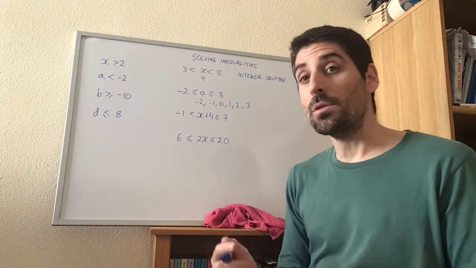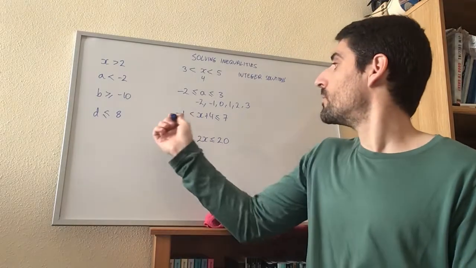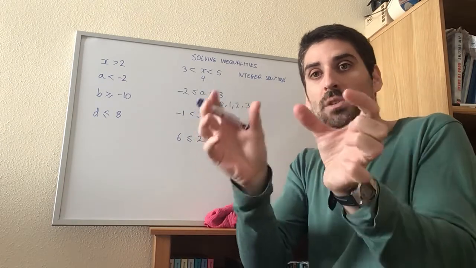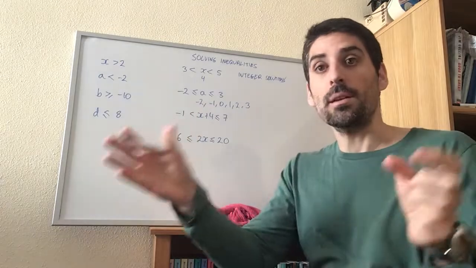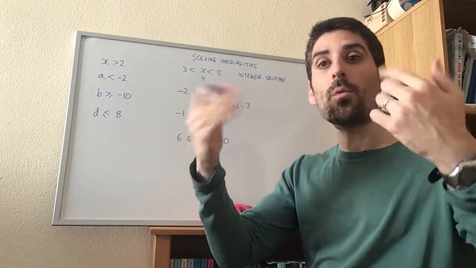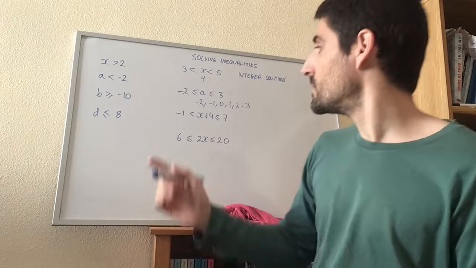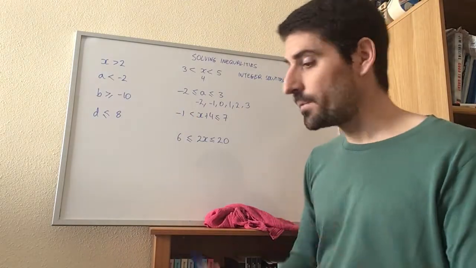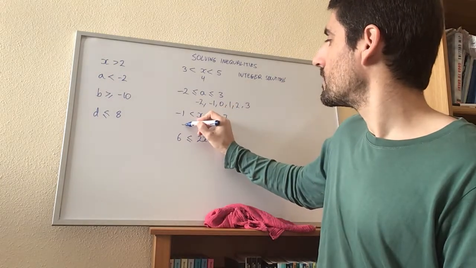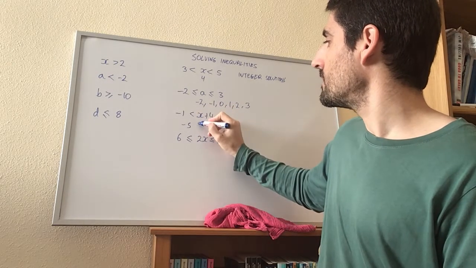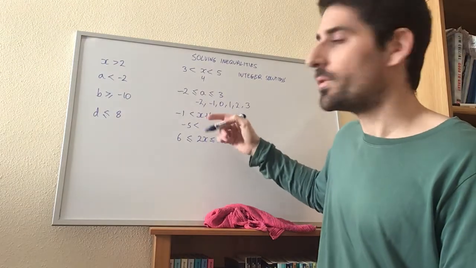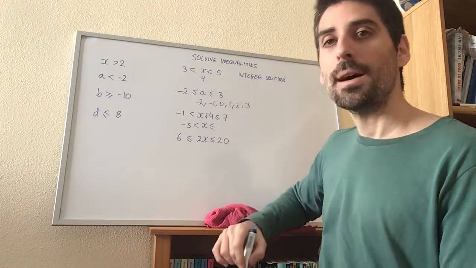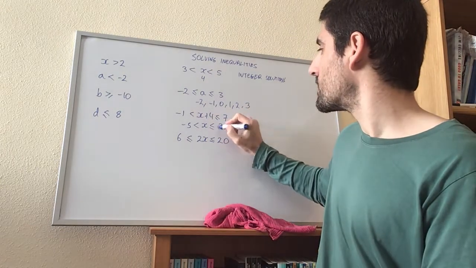Now here, what we're going to do is take away 4 from all 3 sides of the inequality, okay? Instead of only having 2 sides to an equation, I've got 3 sides to the inequality. So I'm going to take 4 away from all 3 sides. So minus 1 take away 4, careful, is minus 5, less than x plus 4 minus 4 is just x, and then I've got less than or equal to, and 7 take away 4 is 3.